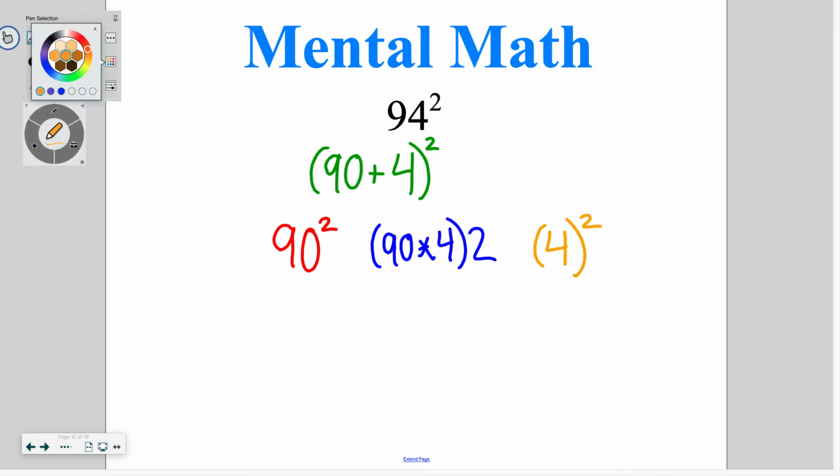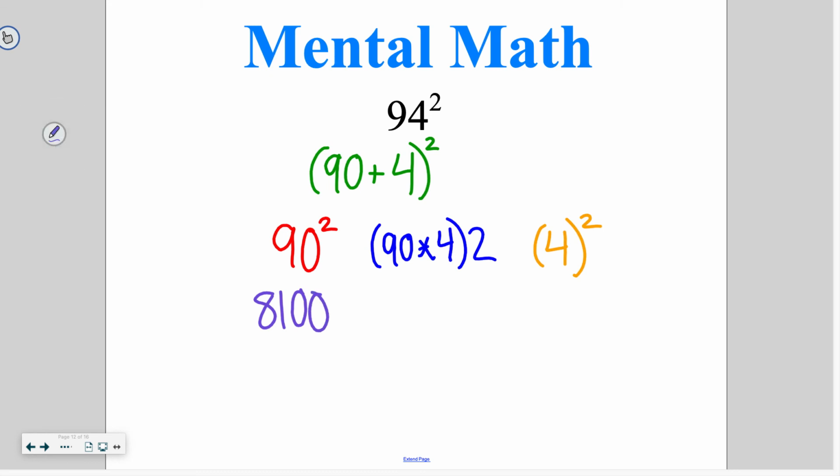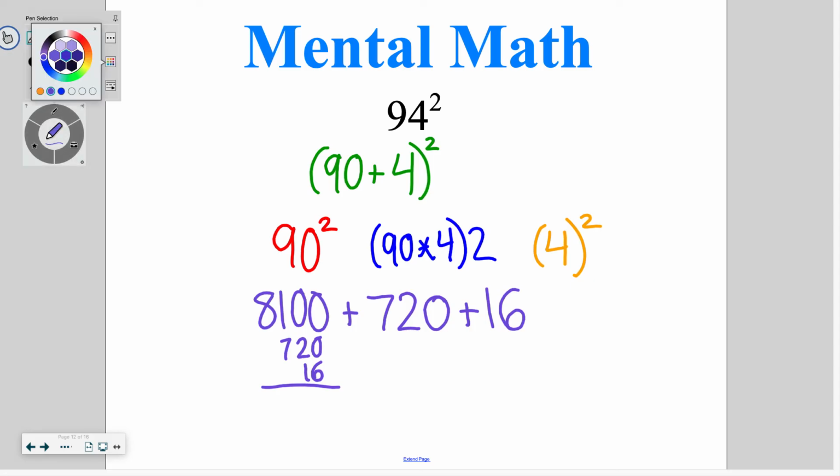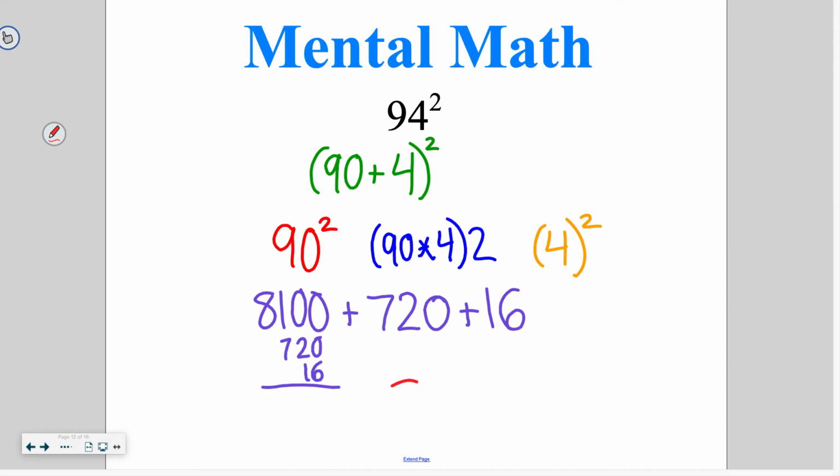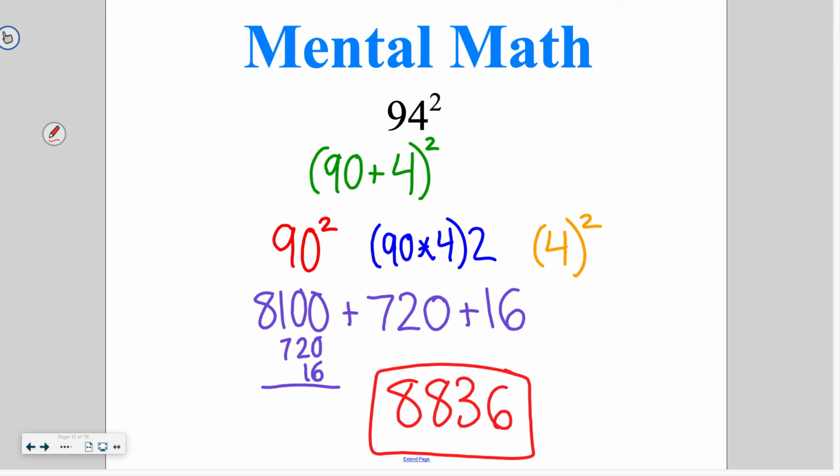So I can take my different pieces and say, okay, 9 squared is 81, and then since we're squaring it, we're going to add the 2 zeros to make it for the 90, and then we're going to add on 9 times 4 is 36, add a 0 gives me 360, multiply by 2 gives me 720, and then 4 squared is 16. Then all you have to do is add up those numbers, and that's going to give you your final answer of 8,836. So you were able to square that number without being able to use a calculator.